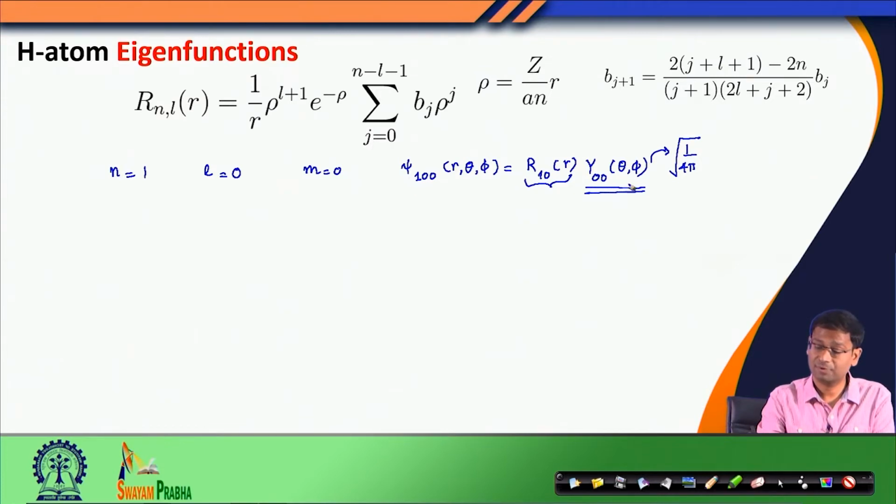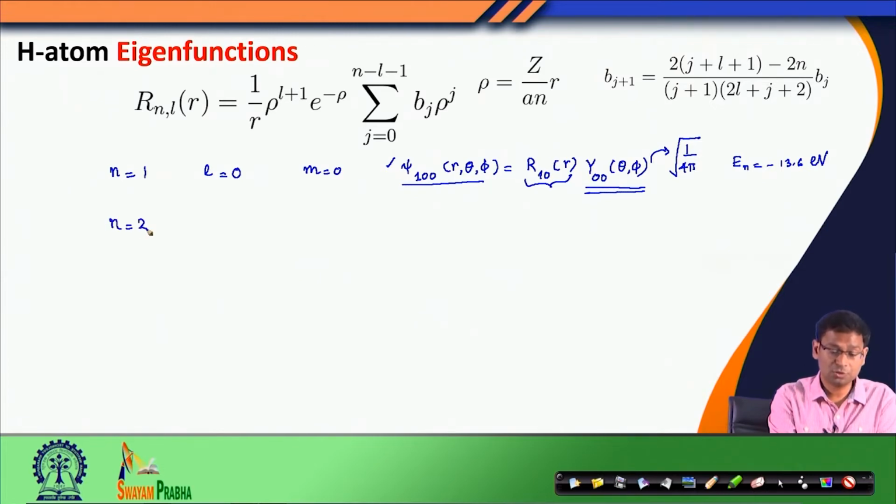So, now for n equals 1, the energy is simply minus 13.6 electron volt for the hydrogen atom, and I have got only one solution, one eigenfunction corresponding to that, and I call that psi 100.